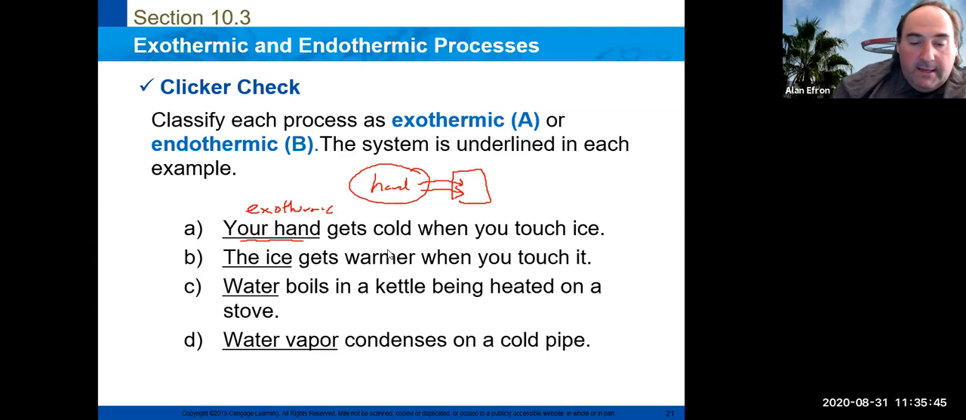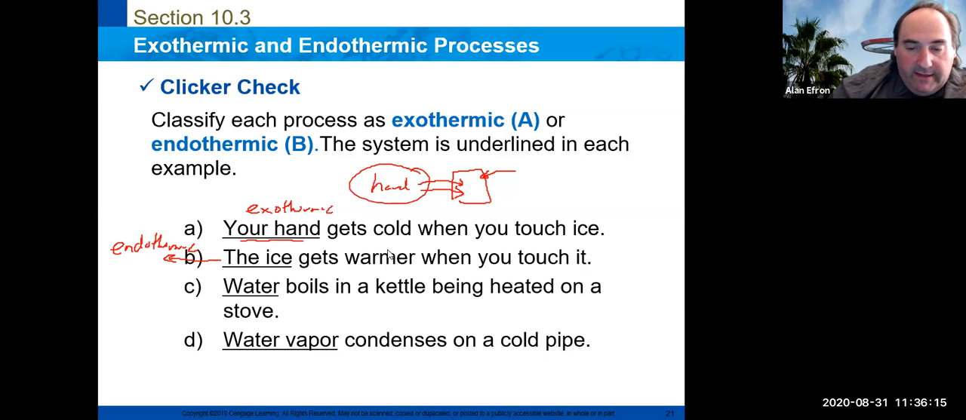Now, the ice, on the other hand, if we move the system now over to our ice, is getting warmer when we touch it. And that's because the ice is actually absorbing all that heat and energy from your hand. And when it absorbs all that heat and energy, in terms of the ice, that's going to now be endothermic, right? Because of that.